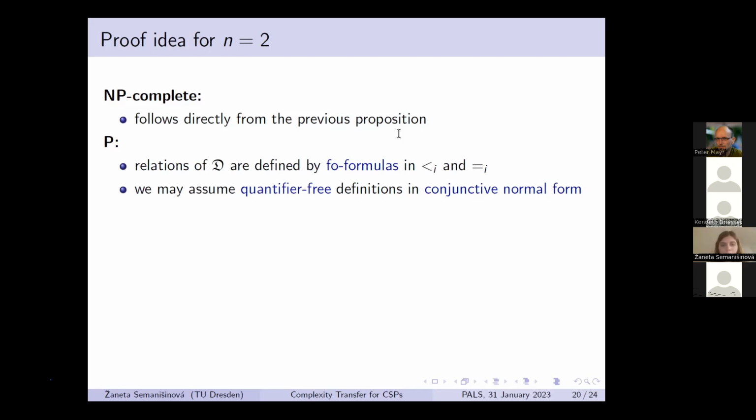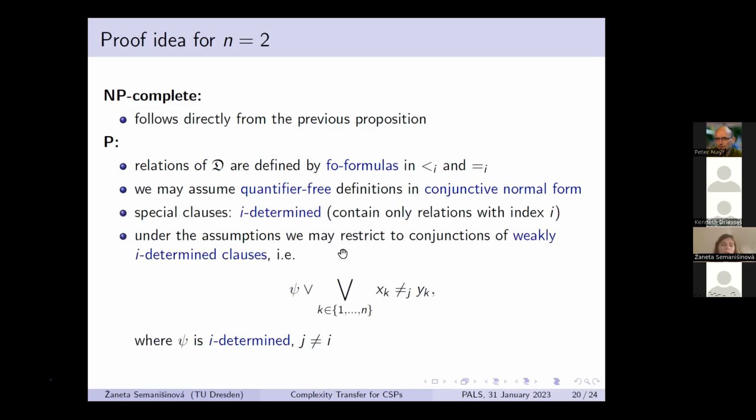how we want to think about our relations: we think about first-order expansions. So everything is definable by first-order formulas that use this coordinate-wise order and coordinate-wise equality. And our structures have quantifier elimination because they are omega-categorical and homogeneous. So we have definitions that are quantifier-free and even in conjunctive normal form if we want. So the thing is actually what kind of clauses appear there.